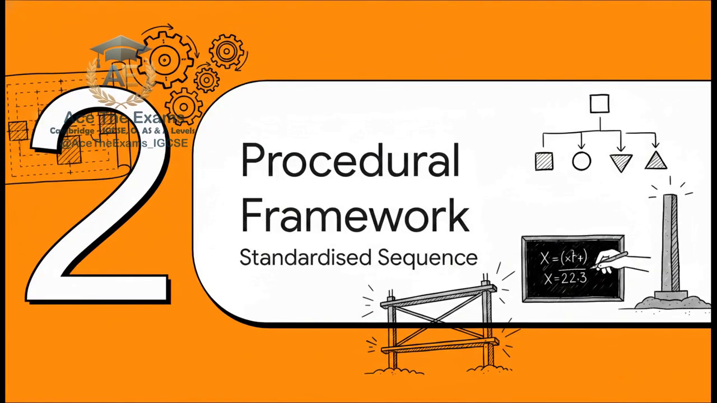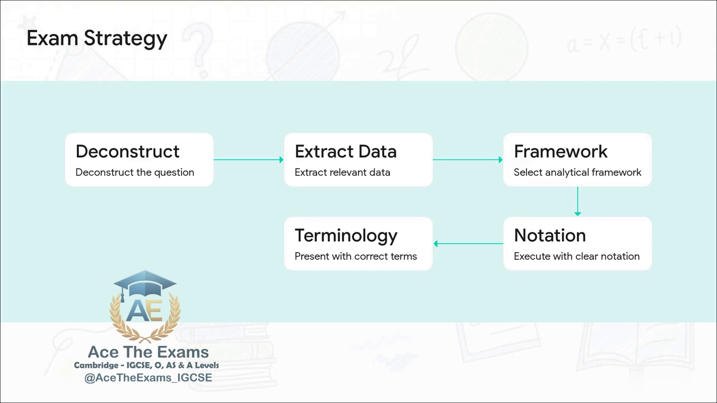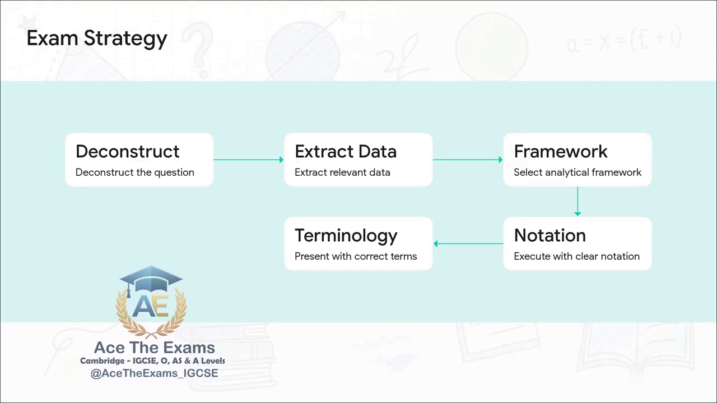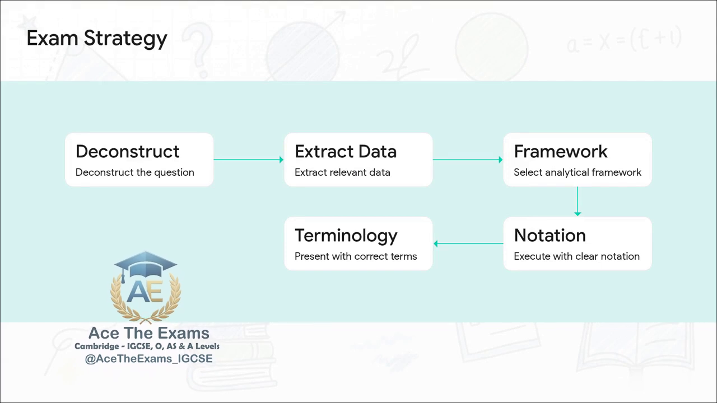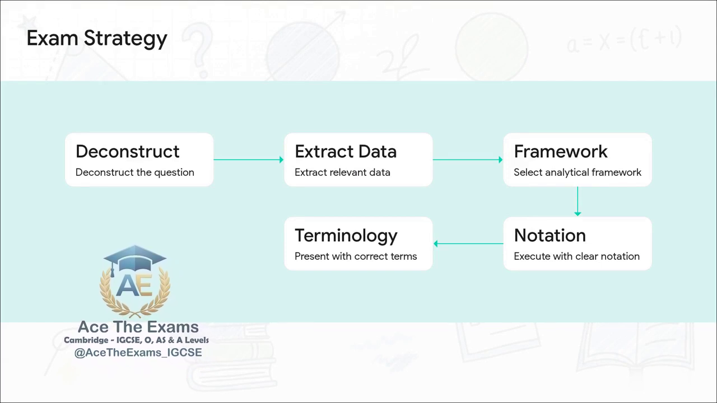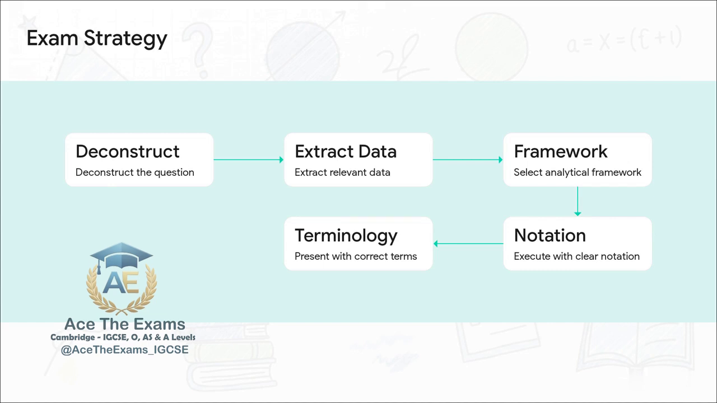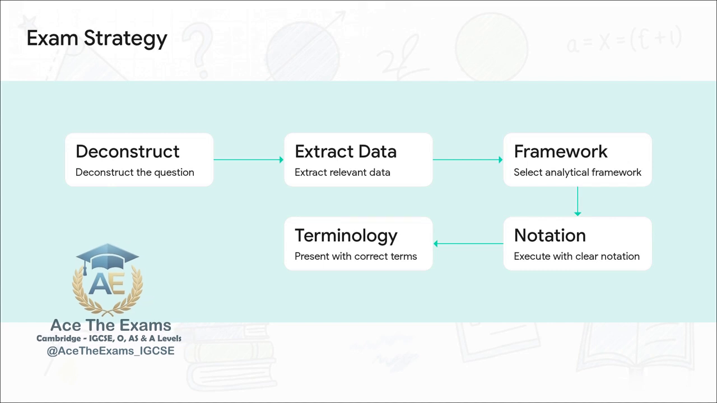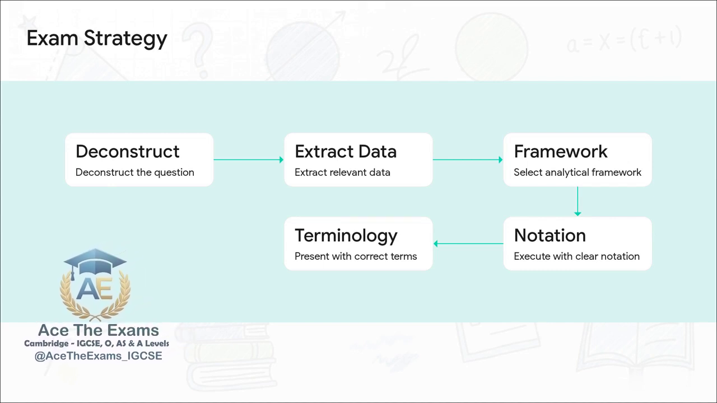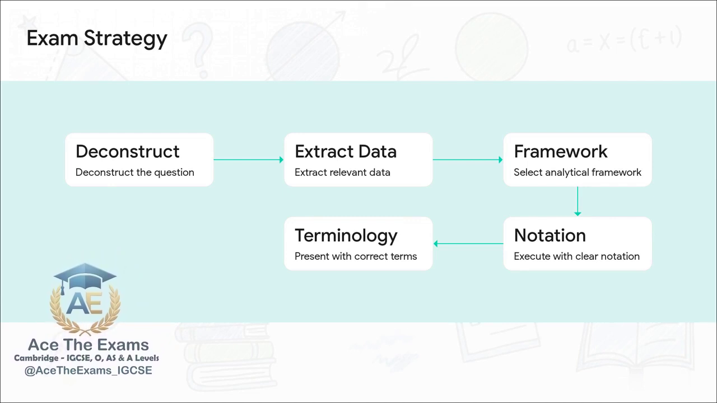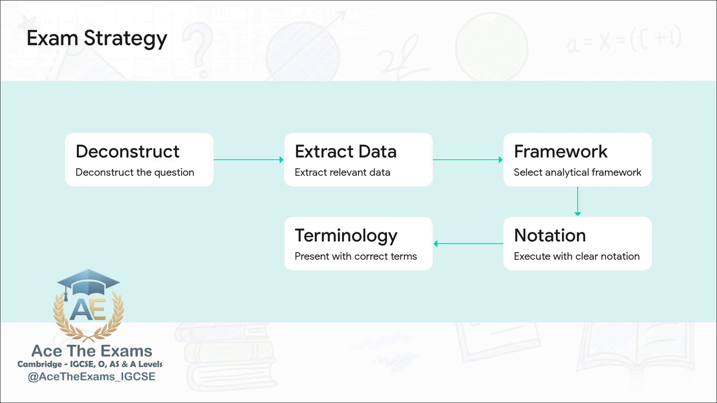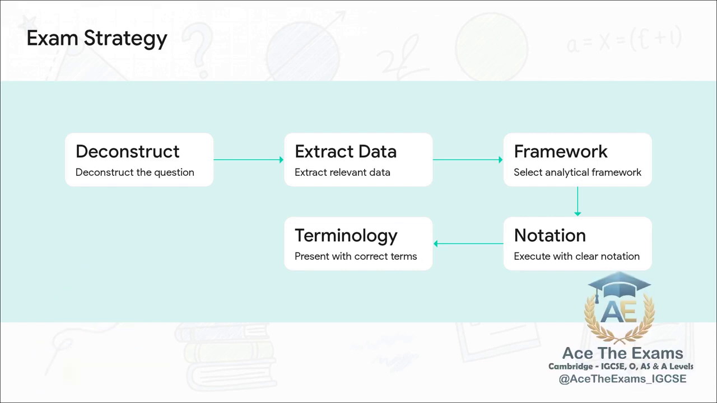Moving right along to Section 2, the procedural framework. When you face a high-tariff, complex past paper question, you need a procedural sequence to safely stress test your mathematical framework. You gotta follow these 5 systematic steps every single time. Step 1. Deconstruct the question. Are they asking for a remainder? Or are they hiding a factor theorem problem inside a weird geometry context? Step 2. Extract the data. Pinpoint your exact polynomial and your divisor.